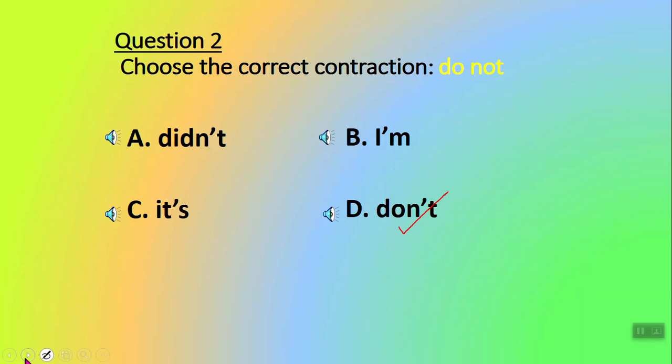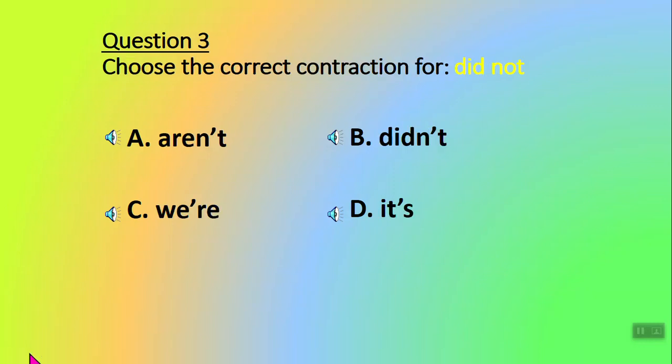Let us go to the next example. Choose the correct contraction for did not. So is it aren't, were, didn't, or it's? Which one? I think it is didn't, because instead of the O we just put an apostrophe, so it becomes didn't.